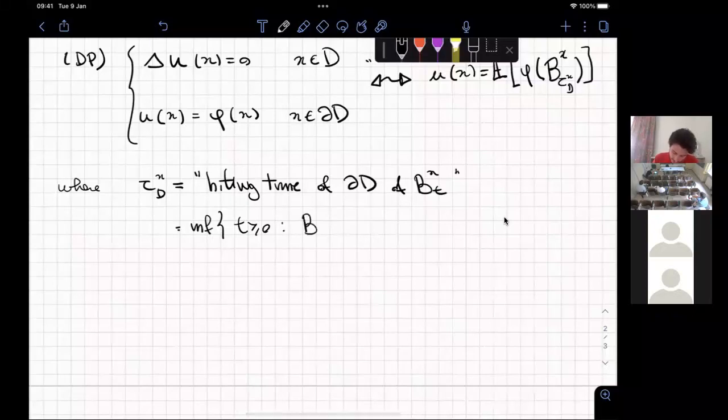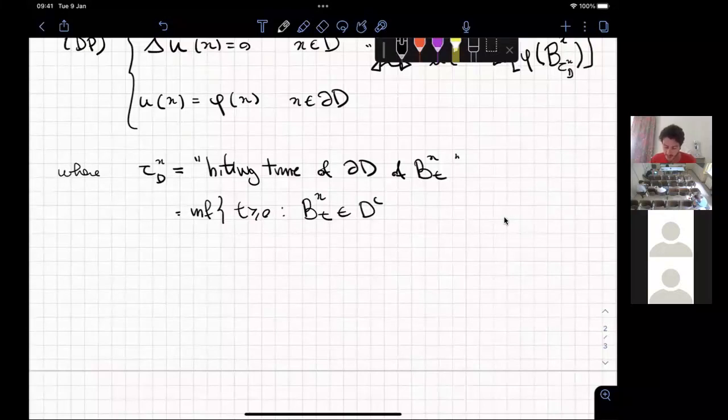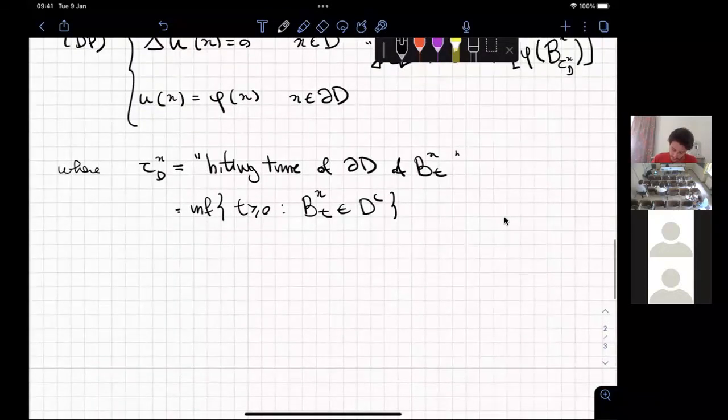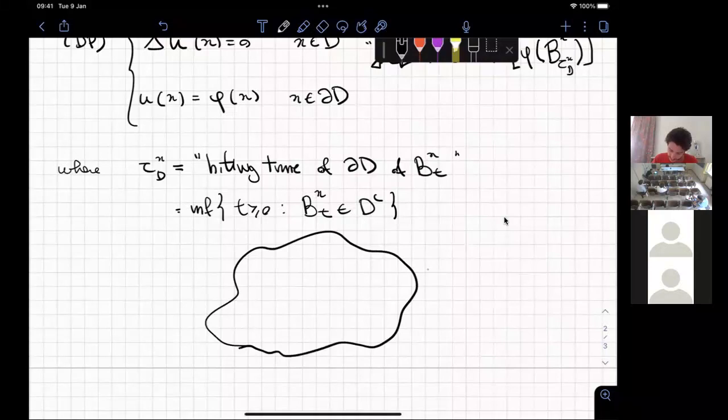such that B_t belongs to, let's say, the complementary. Here we take the open, but again, we will go in detail later. This is equal to say that B_t belongs to the boundary of D. And actually what we are looking for is just, take a domain. So this is our D. The black part is the boundary of D. Take an x inside the domain, so here.